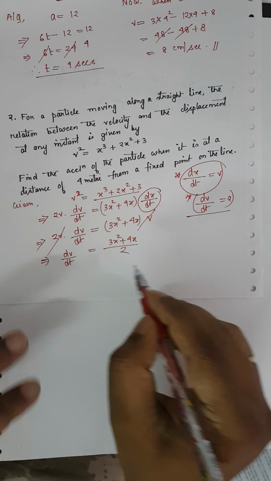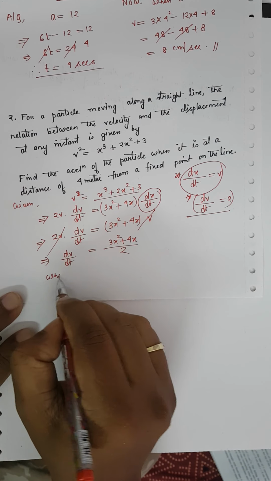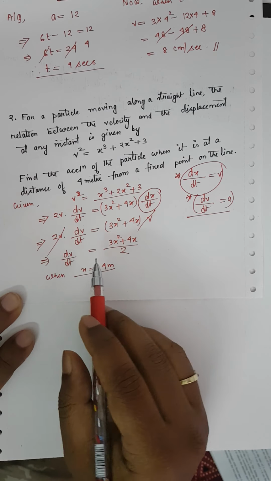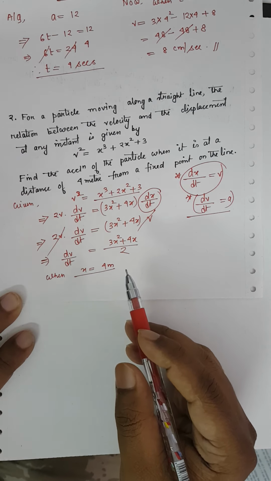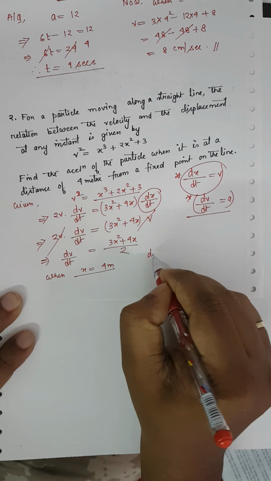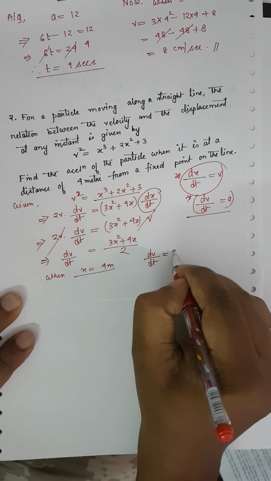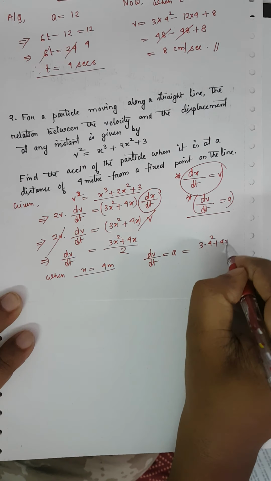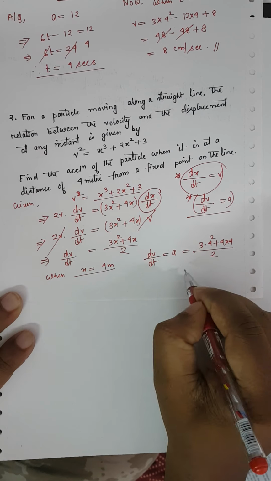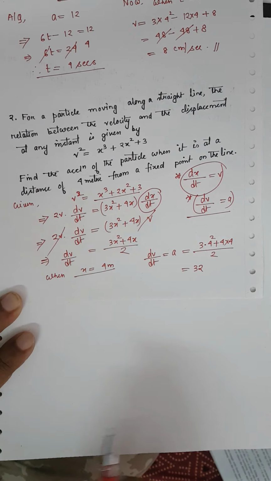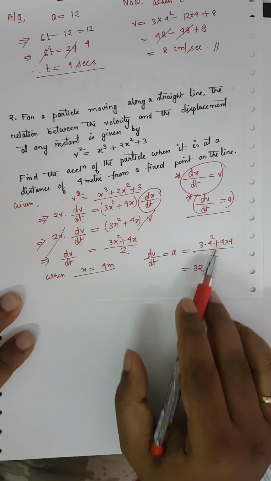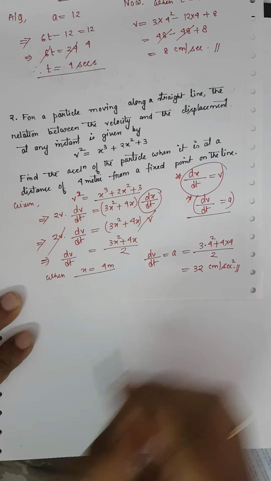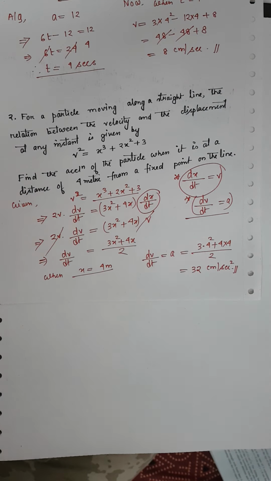You are given x equal to 4 meter. At the instant when x equal to 4 meter, the displacement of the particle is 4 meter. Your dv by dt, this is your acceleration, is equal to 3 into 4 square plus 4 into 4 by 2. This is 48 plus 16, 64 by 2, that is 32 centimeter per second square. These are simple problems of kinematics.